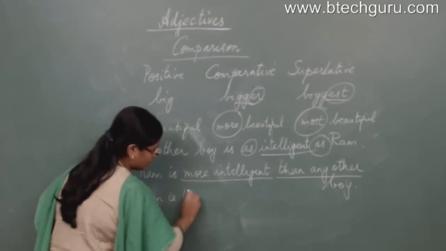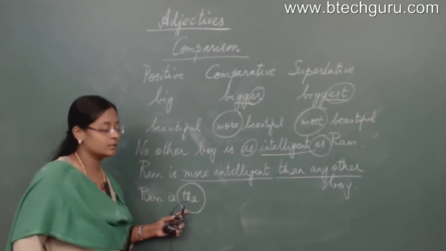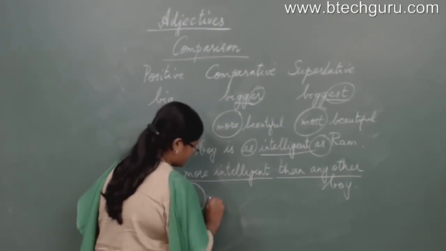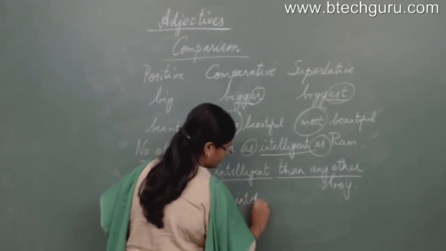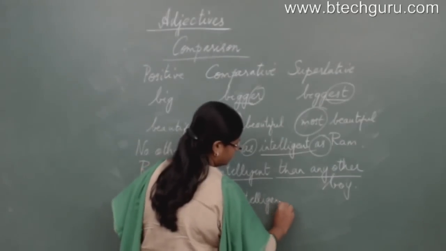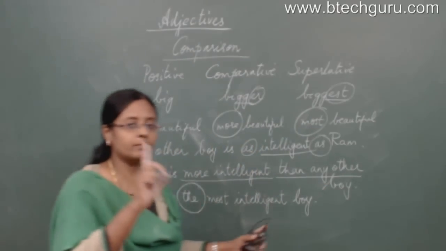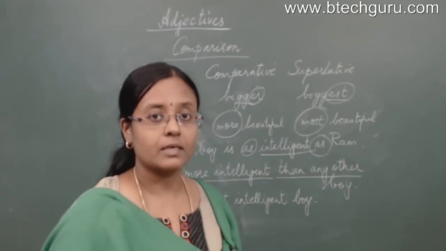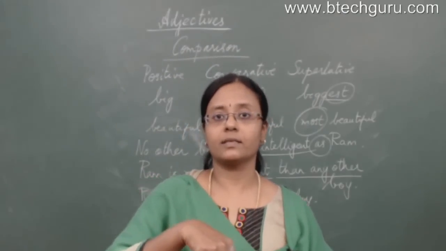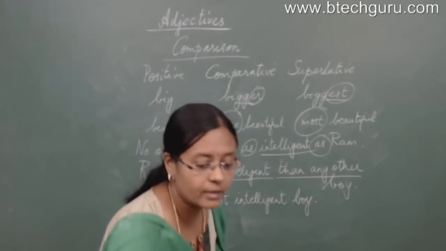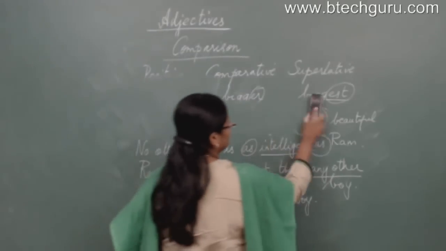Ram is, remember to add the word the before the superlative degree. It's important. He is the most intelligent boy. And there's only one best. There's one more where we have one of the best, one of the biggest, one of the smallest. There the form is different. This is one type, type 1.